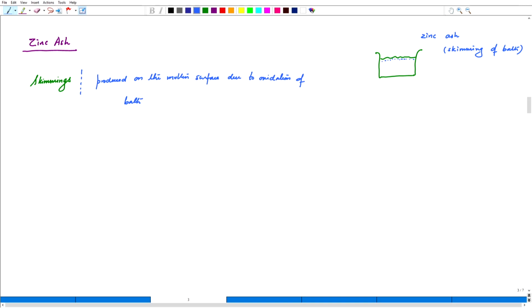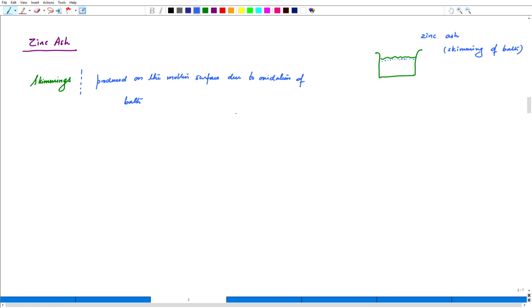So both zinc dross as well as zinc ash are produced in hot dip galvanization. But right now we are of course focusing on zinc ash, and zinc ash is basically collected at the top. It is basically the skimming that is produced at the top of the molten bath. And of course it is formed due to the oxidation of the bath.